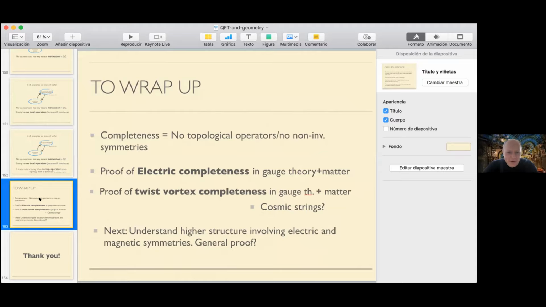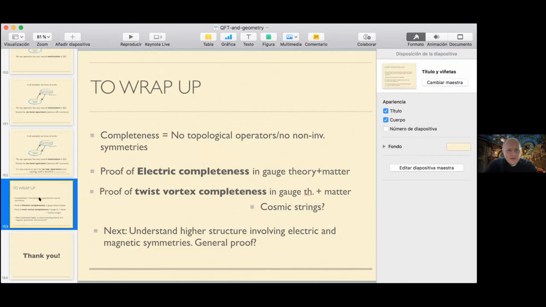The twist vortex completeness is very interesting. I think it's true to say that when you have a continuous component here where the twist vortex is acting on, then that implies that such cosmic strings have to be superconducting. And the physics of superconducting cosmic strings is extremely rich. If they existed in the early universe and weren't inflated away, there are probably very striking signatures of such things.